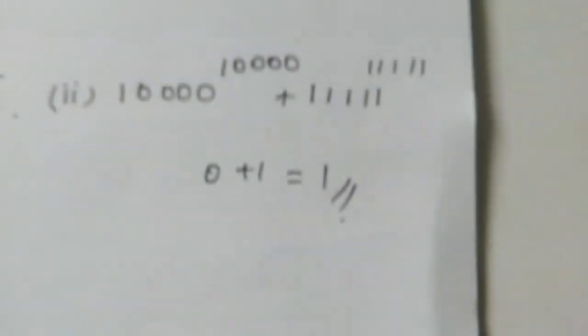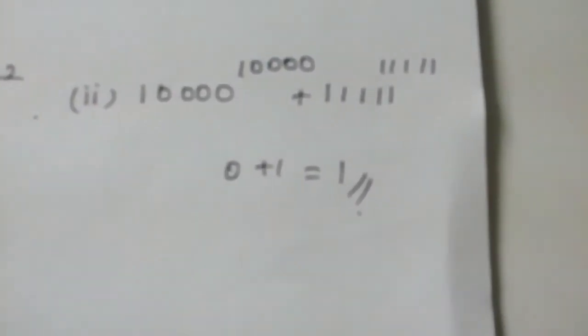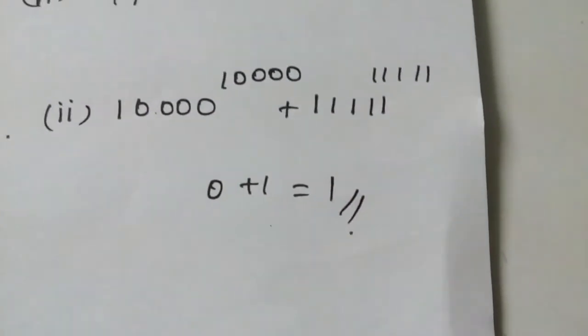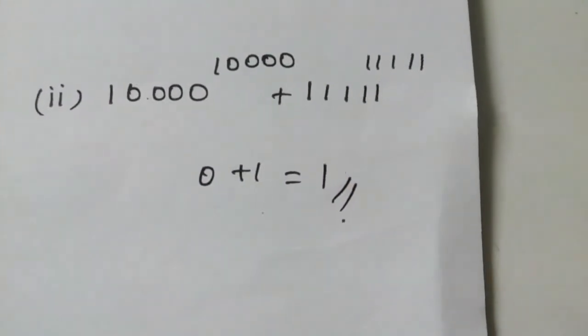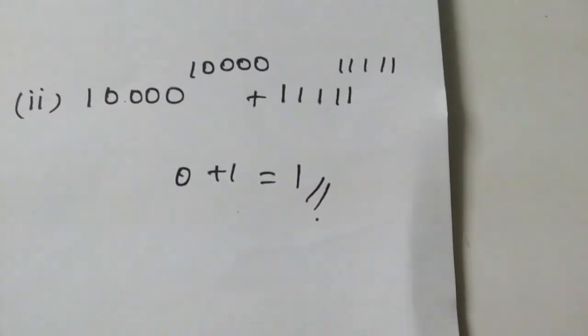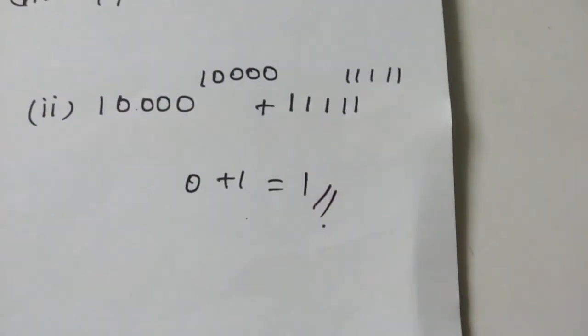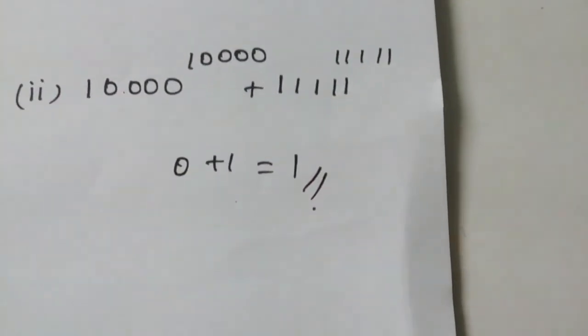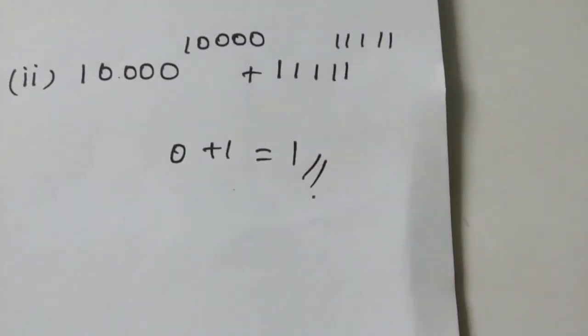And then the second one you can see here is 10,000 power 10,000 plus 11,111 the whole power 11,111. 0 power any number, automatically we know the value is 0. 1 power any value, the value is 1 only. So adding 0 plus 1, we get the answer to be 1.